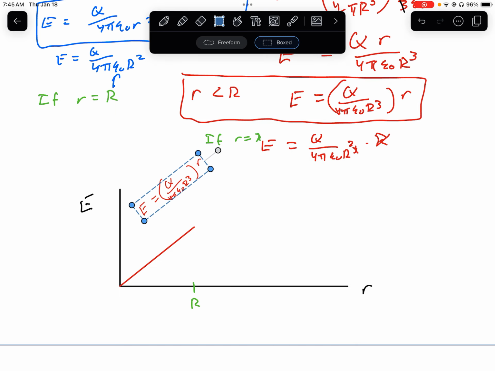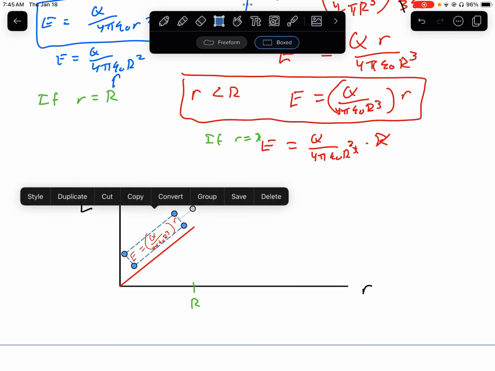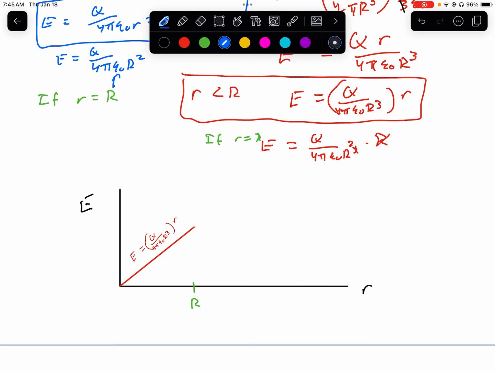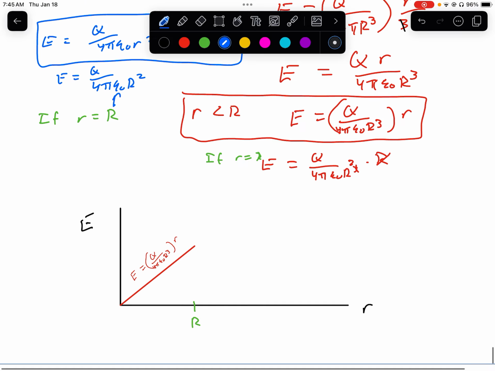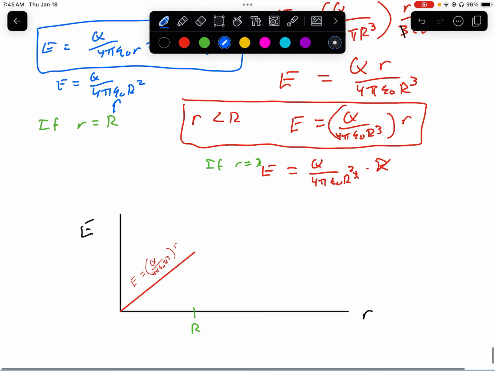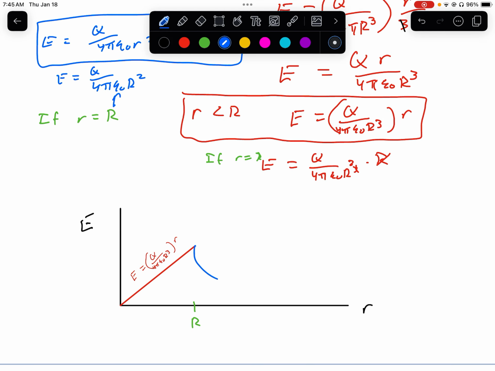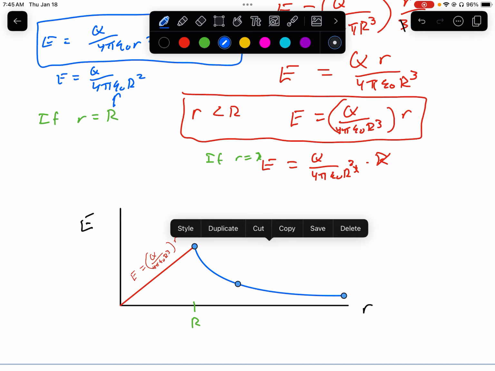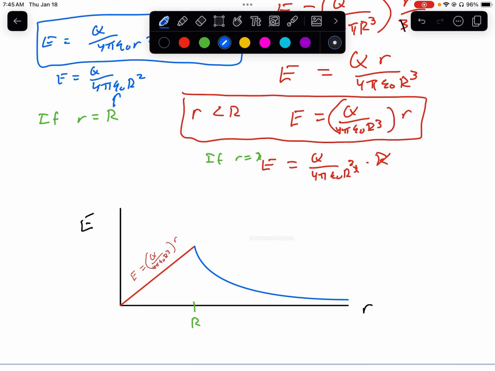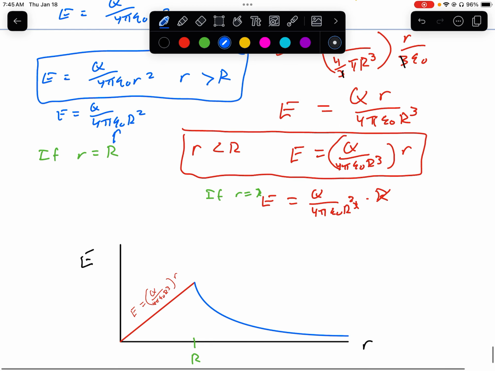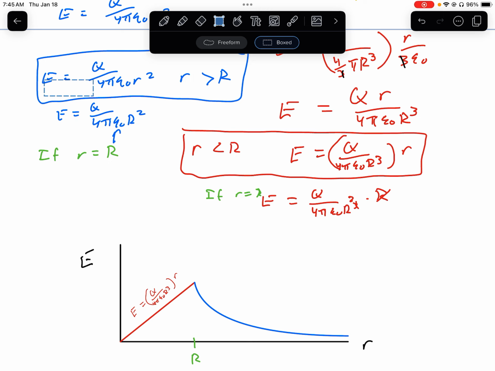You wouldn't need to write this on the graph, but I just want you to see where it's coming from. It just looks neat. And then beyond the surface of the sphere, it follows the blue Q over 4 pi epsilon naught r squared. So it's a 1 over r squared function, like a decaying curve, where at distance infinity it would approach 0. That's where the electric field would shrink to 0.